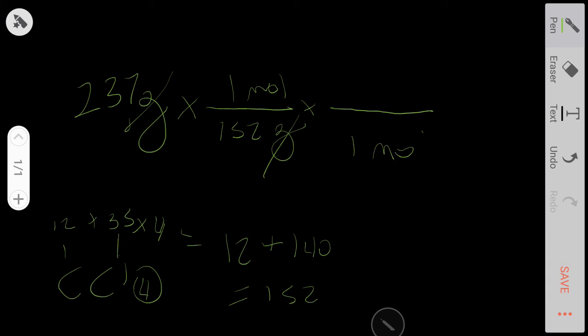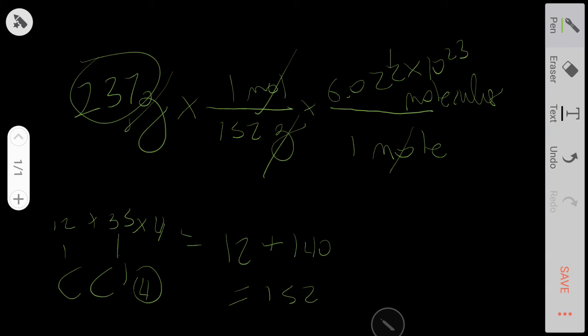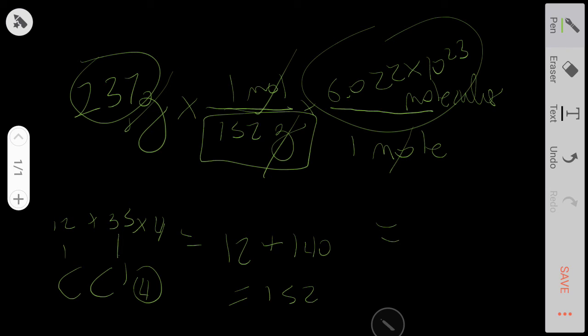Now in 1 mole, I have how many molecules? You guys should know by now, moles cancel out. We have 6.022 times 10 to the 23. You'll multiply this and divide by that. Your answer should be 9.39 times 10 to the 23 molecules.